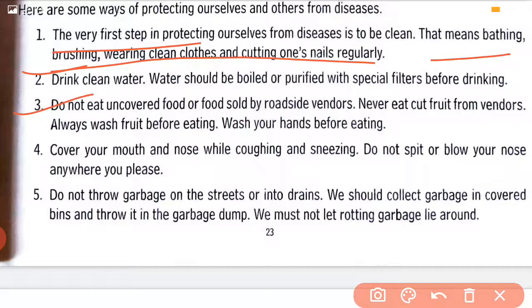Do not eat uncovered food or food sold by roadside vendors. Never eat cut fruits from vendors. Always wash fruits before eating. Wash your hands before eating. Cover your mouth and nose while coughing and sneezing. Do not spit or blow your nose anywhere you please.